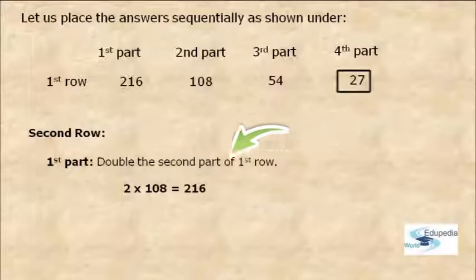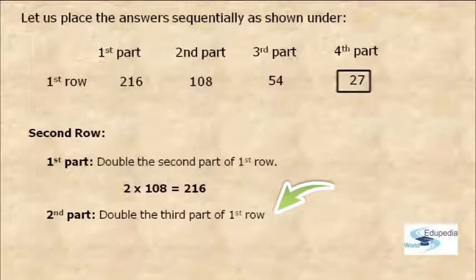Now moving to the second part of the second row, what we have to do here is double the third part of the first row. So here the answer in the first row, third part is 54, and if we double the number 54, we will get 108 as the answer.